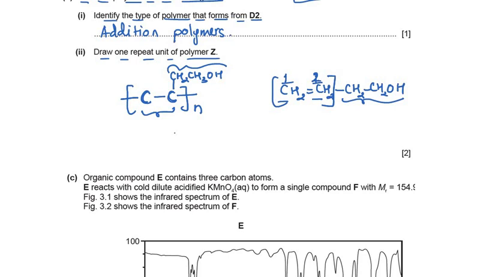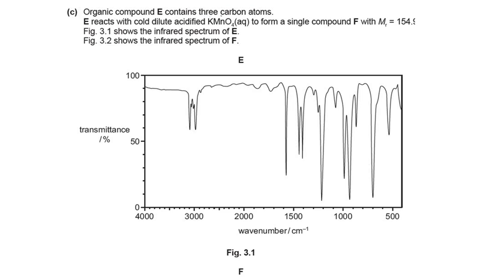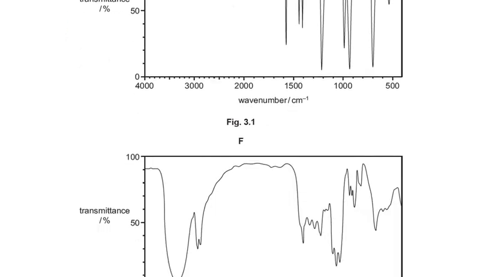Okay, let's go ahead with the next sub question, where we can see that an organic compound E is given. Organic compound E contains 3 carbon atoms. E reacts with cold dilute acidified KMnO4 to form a single compound F with the molecular mass 154.9. Figure 3.1 shows the infrared spectrum of E. Figure 3.2 shows the infrared spectrum of F. Now here we have two structures, E and F. Let's see the E structure here and then the F structure here.